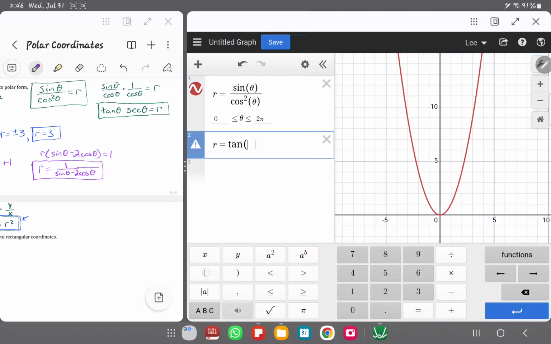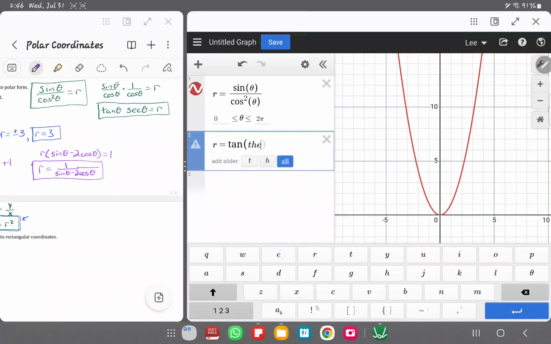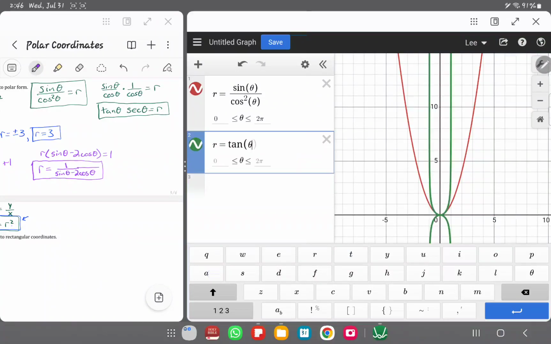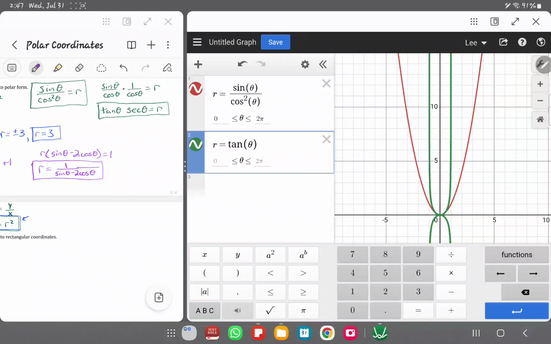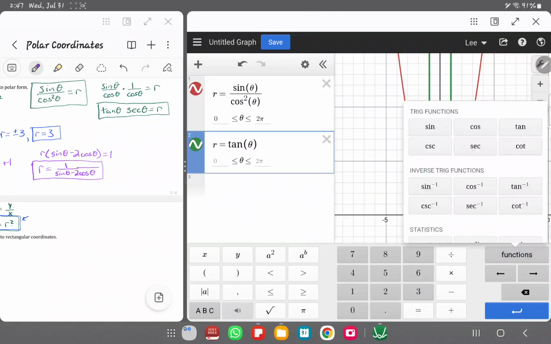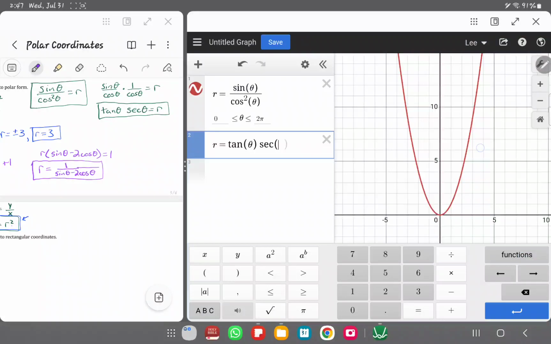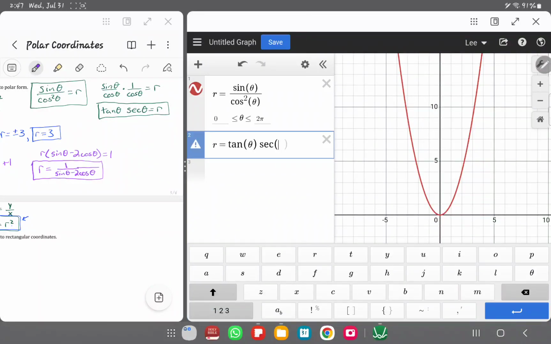I really wish they had a theta button here, but anyway, tangent theta, and then we'll do secant theta next. So I'm just going to go to functions. You can also use trig functions here. So there's my secant, and then just type in theta. That is also going to be the same graph.